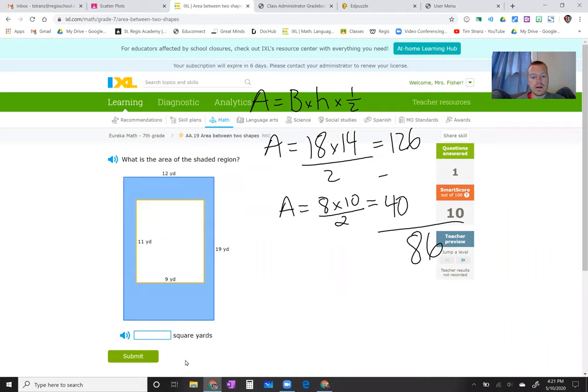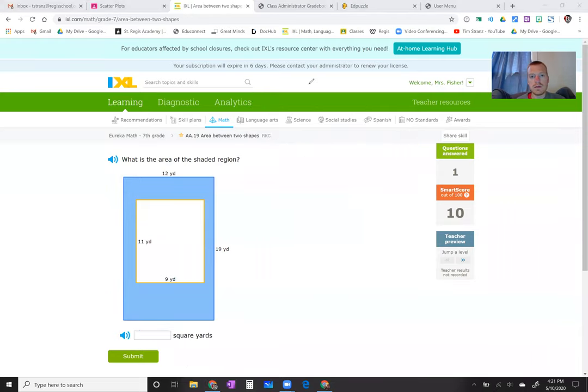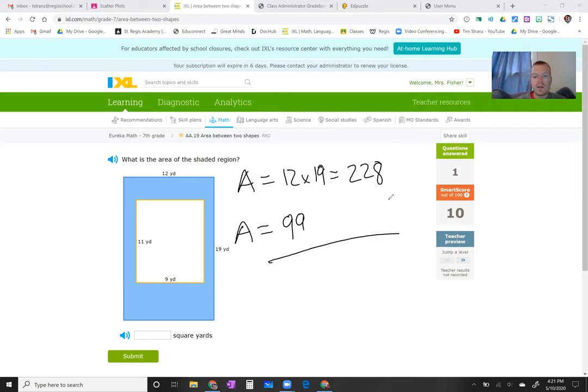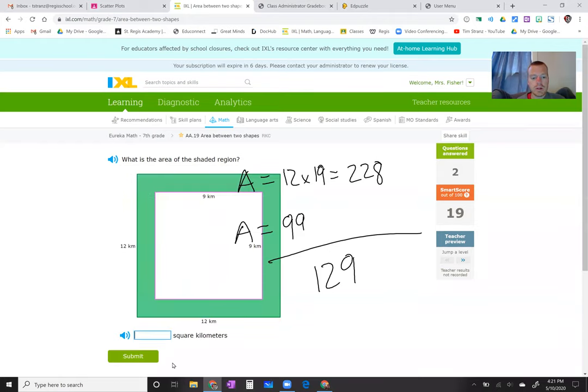Okay, let's look at another one. Now we've got two rectangles. Again, we need to find the large rectangle, the small rectangle, and subtract the two. The area of the big blue one is going to be 12 times 19, which is 228. Now let's find the area of the smaller white rectangle. You've got 11 times 9, which is 99. And 228 minus 99, we get 129. That is going to be the area of the shaded region, 129.